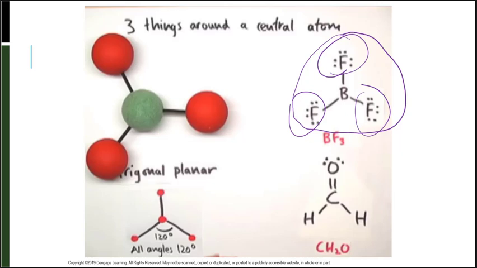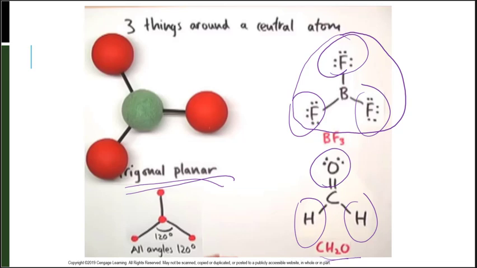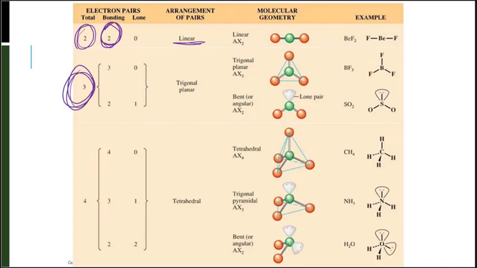And this would be an example of if I've got CH2O, I have 1, 2, 3 things off of that carbon. Again, it's trigonal planar. So of those three things, they are all three atoms. Let's go back and look at our chart. I have two options. If I have three total electron pairs, if they are all three bonded atoms, then I have a trigonal planar geometry.